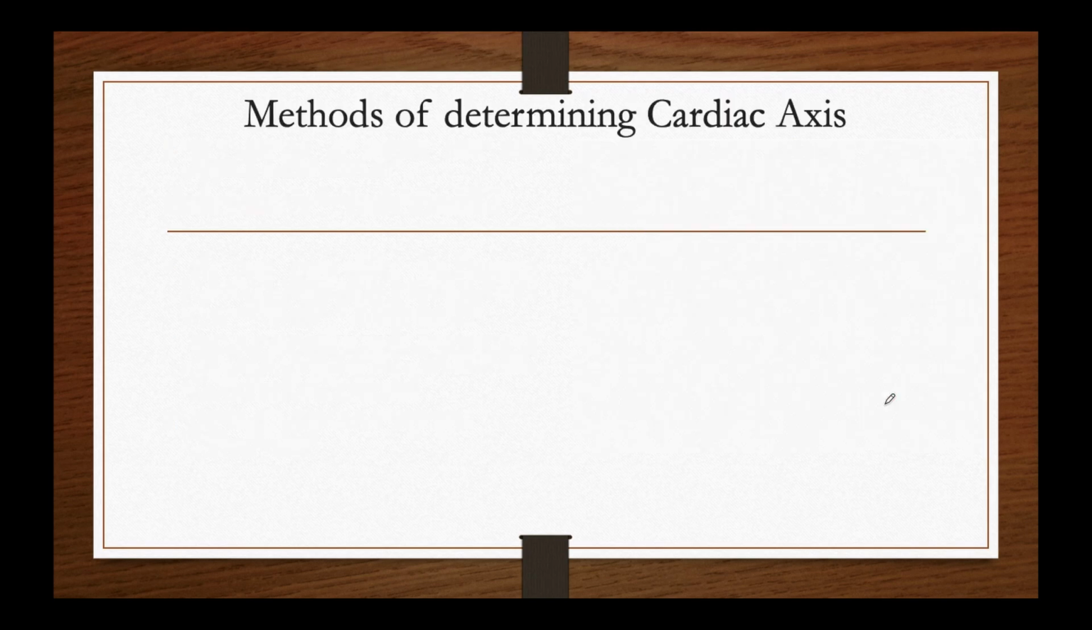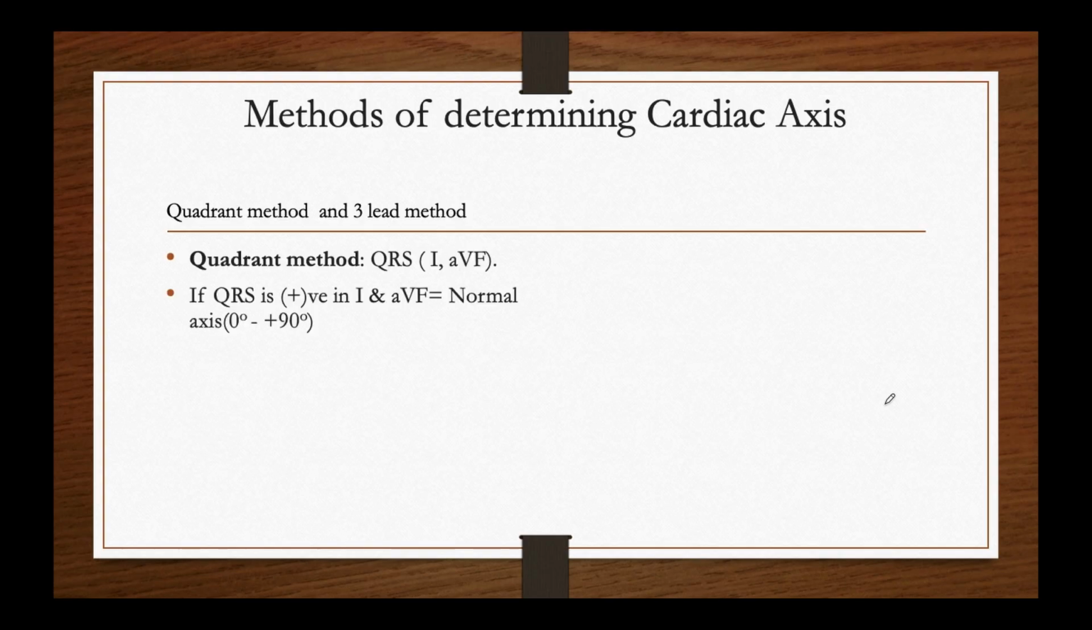Now, how do we determine the cardiac axis? There are a lot of methods that we use to determine this, but I'm going to describe only 2 of them over here. And so when we pick the ECG, we use the QRS complex in determining the cardiac axis, since it represents the ventricular contraction or depolarization. Now we have the quadrant method as well as the 3-lead method that I'm going to describe over here. So when we pick the quadrant method, what do we see? In the quadrant method, usually we focus only on standard lead 1 as well as AVF.